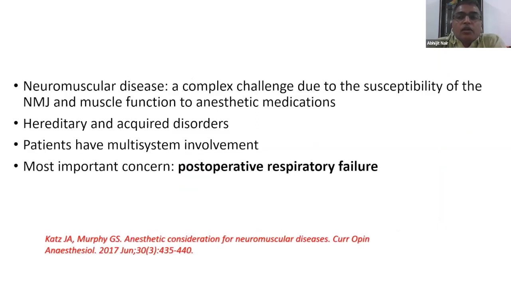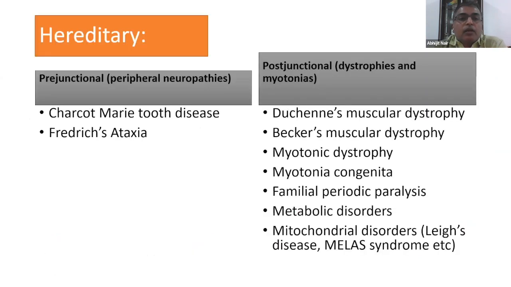So neuromuscular disease is a complex challenge to the perioperative physician due to the susceptibility of the NMJ and muscle function to a lot of anesthetic medications. It can be hereditary or acquired. These patients can have progressive multi-system involvement. The most important concern in anesthetizing these patients is postoperative respiratory failure.